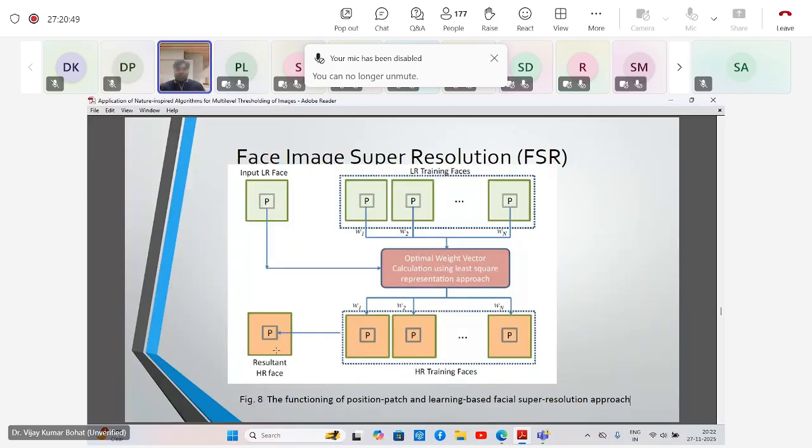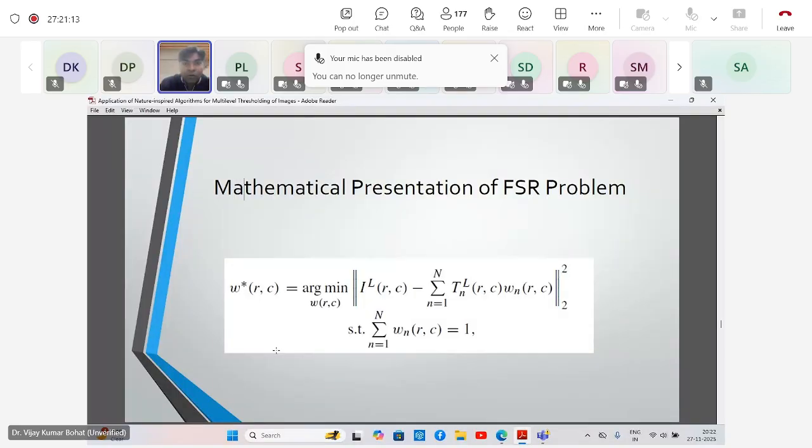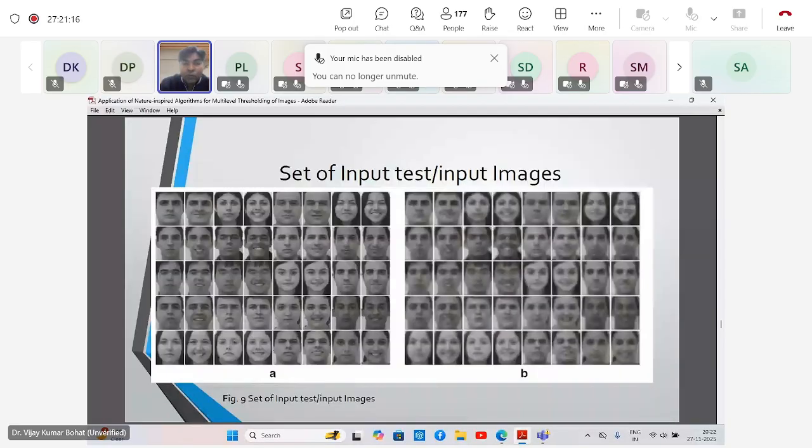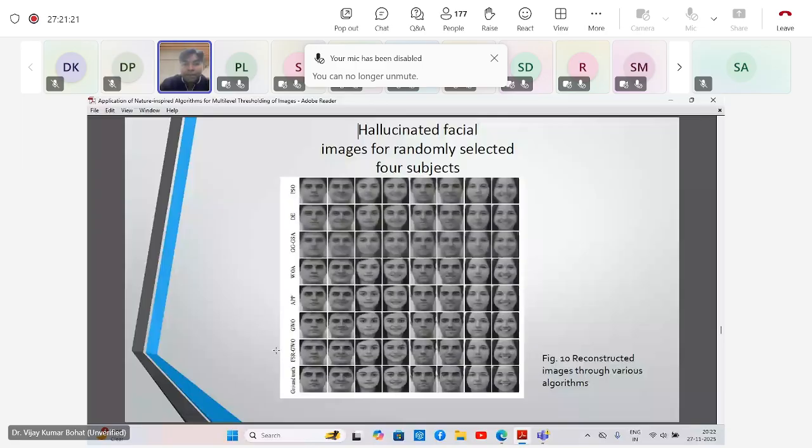We can have a function in which, with the help of low resolution training faces and their pair of high resolution training faces, we're able to create a resultant HR face. Means for a completely new low resolution image, we can come up with an HR face. I have utilized multiple nature-inspired algorithms for solving this particular problem. We took some standard datasets, and with the help of the standard datasets, we compared the performance of different algorithms.